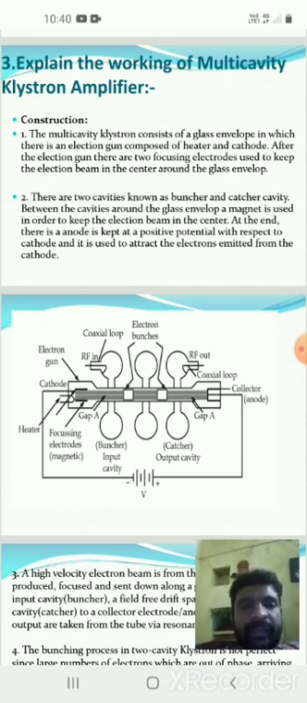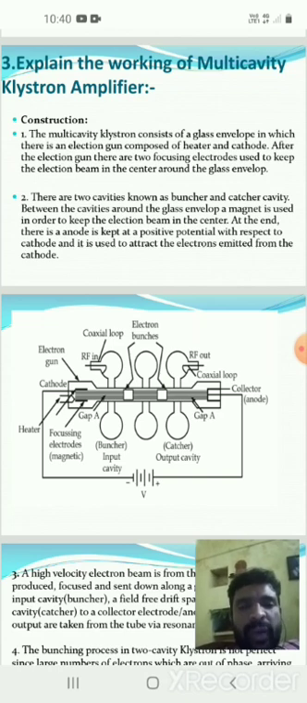That means the multi-cavity klystron consists of a glass envelope tube. In this, first we start with the electron gun composed of heater and cathode. After the electron gun, there are two focusing electrodes used to keep the electrons in the center around the glass envelope.